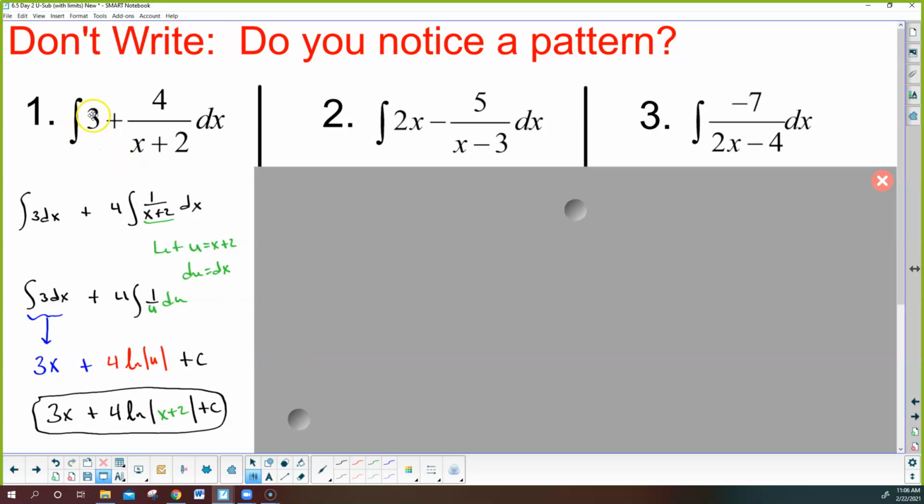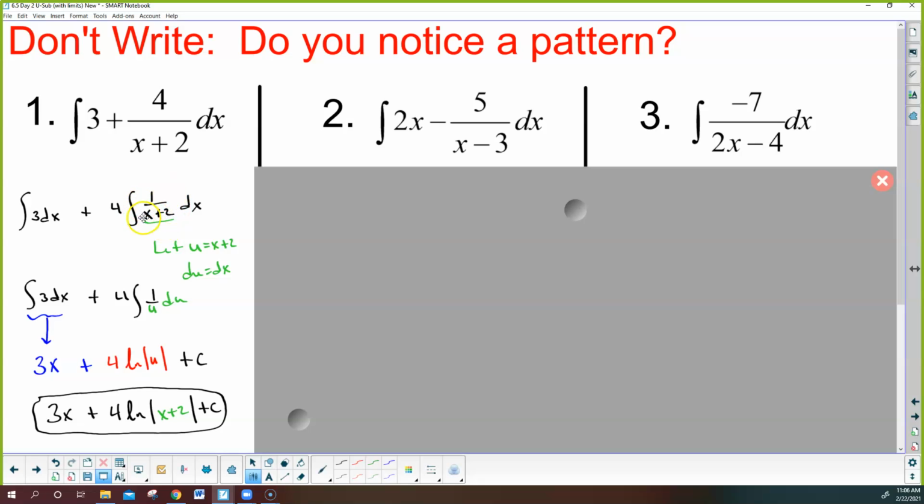First option is this 3, we're going to split up, just like we did in the warm-up with that 5. And then I'm going to take the 4 that's up here and just rewrite that to the outside. So we know the integral of 3 is 3x. That's the blue part. But what about the integral of 1 over x plus 2?